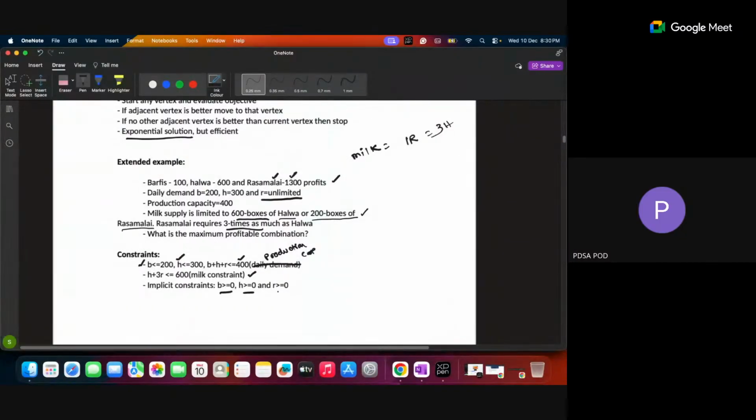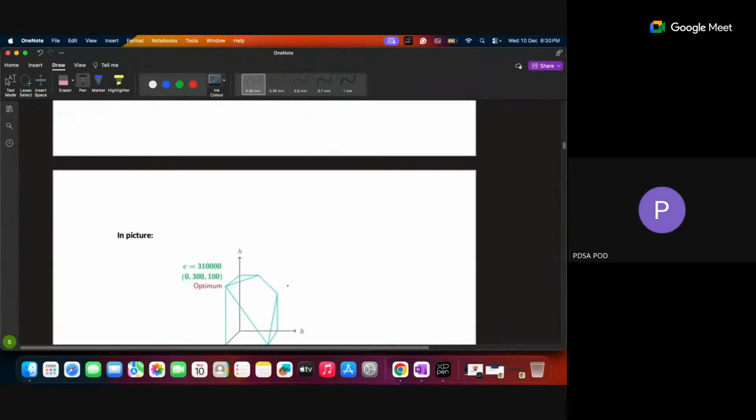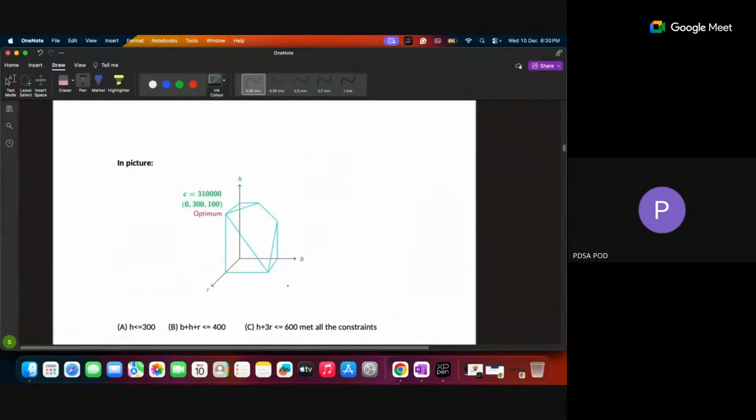As I said, the implicit constraints are, as usual, more than or equal to 0. That's okay. Now this one is going to be 3-dimensional. Whenever it is 3-dimensional, look at that, the complexity of the solution is increased. So maybe this is the best combination: 0 burfis, 300 halwa, and 100 rasmalai. Maybe this is the good combination.